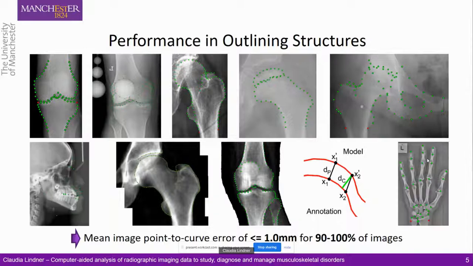And just to give you a couple of examples where we're looking for individual features. So on the left, bottom left, you can see an image, a lateral image of the skull. That is something that is used in orthodontics, in dentistry, to plan and assess treatments. And then on the right, I've added an image of the hand where we are interested in looking for the joints of the hand.